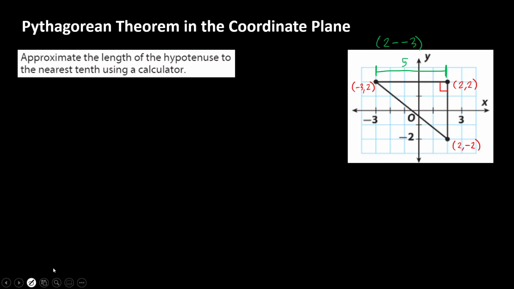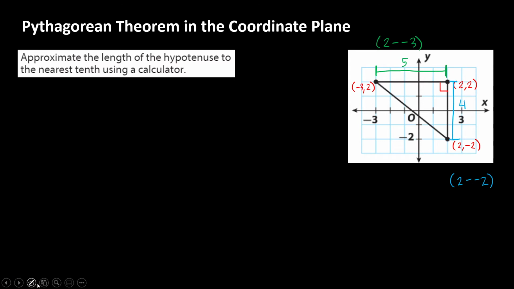Now the vertical leg that I'm seeing in the diagram, I'm going to find the distance in the y values. So if I were to count normally from top to bottom, I would get 1, 2, 3, 4. The side length would be 4. Or I could calculate by subtracting the y values from each other. So this would be 2 minus -2. 2 minus -2 is just 2 plus 2, which is 4.